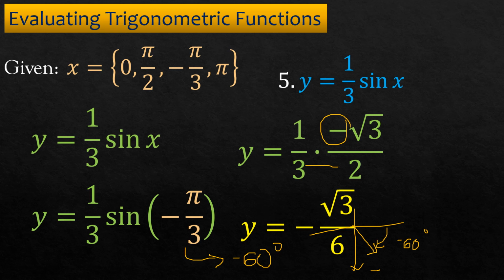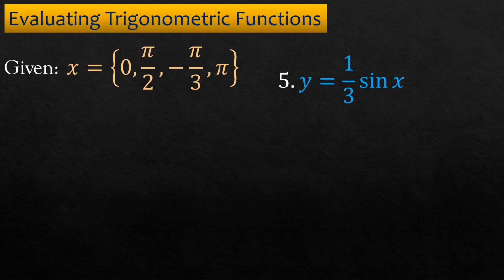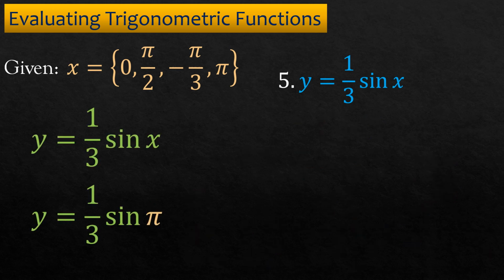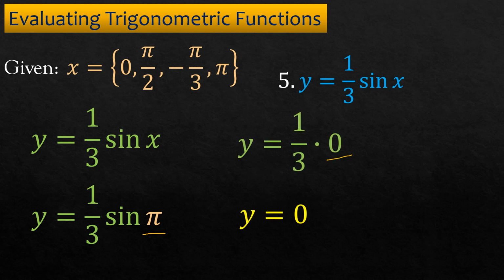Okay? You cannot do this, or again, this is a mortal sin. Never do this. The 3 and 6 will be 1 over 2. That should not happen. Okay? So be very careful that the final answer is negative square root of 3 over 6. So when x is pi, we have 1/3 sine pi, and sine pi is 0, then y is 0.